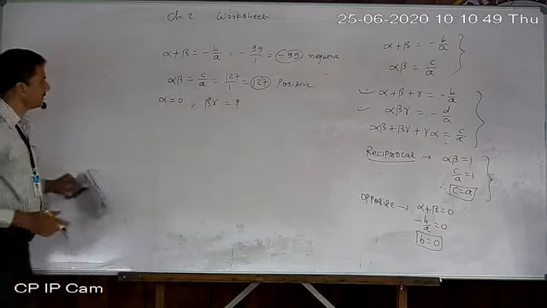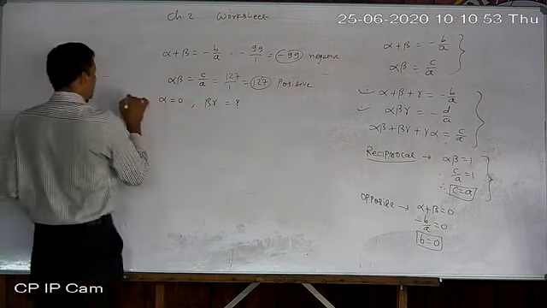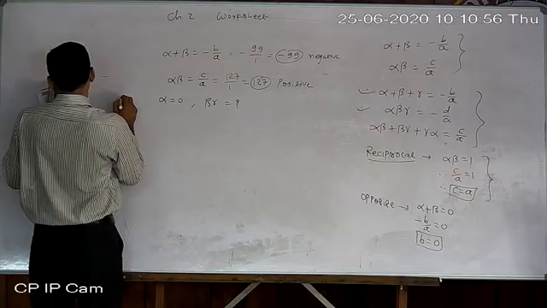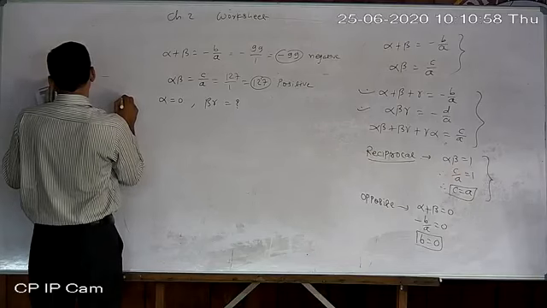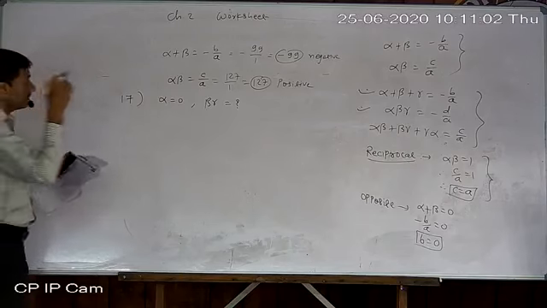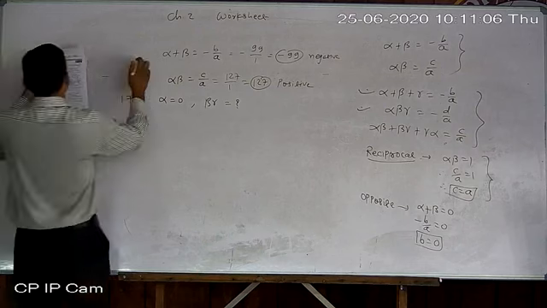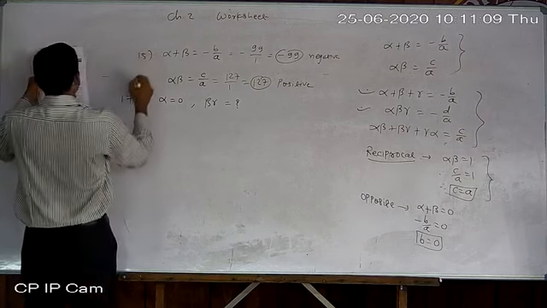Okay. So now this is the given. Question number 17. Alpha is equal to 0, beta gamma equals question mark. And the previous one was 15. 16 we skip.